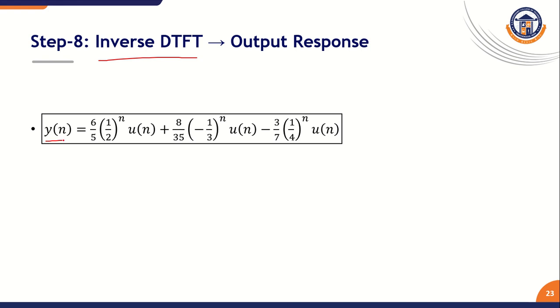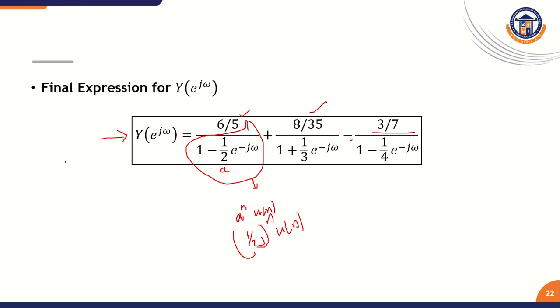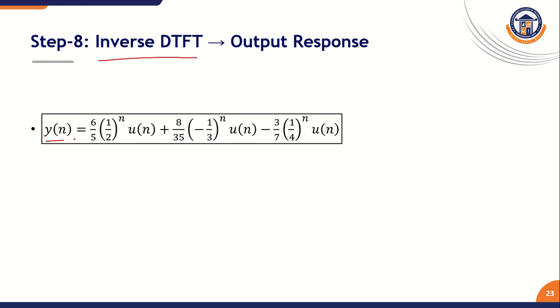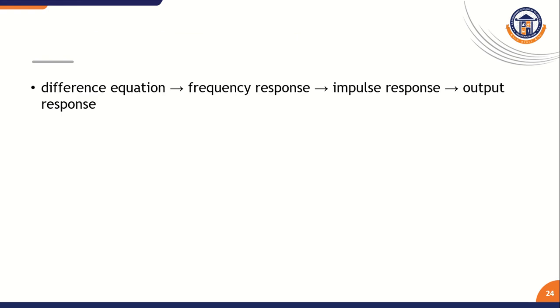We can finally get the output response y of n from capital Y of e power j omega. Once we are applying the inverse DTFT, small y of n is equal to 6 by 5 into 1 by 2 whole power n into u of n plus 8 by 35 into minus 1 by 3 whole power n into u of n minus 3 by 7 into 1 by 4 whole power n into u of n. This output represents the zero state response of the system.